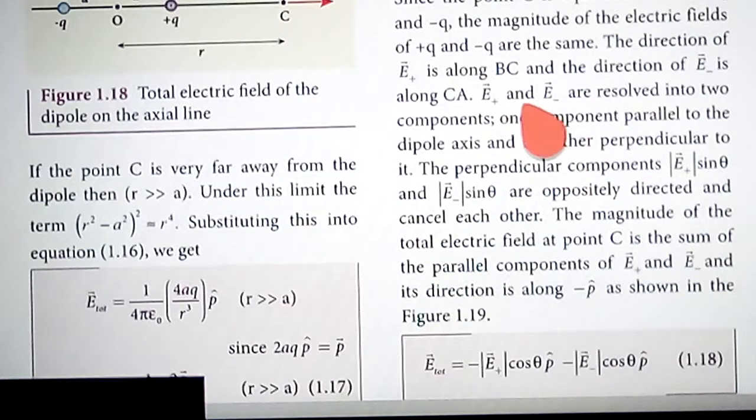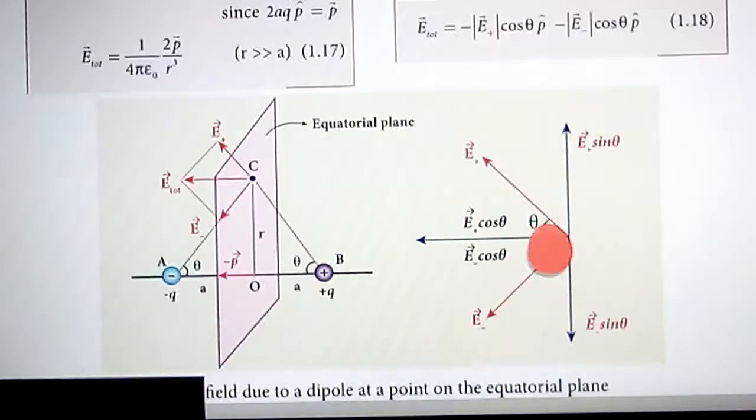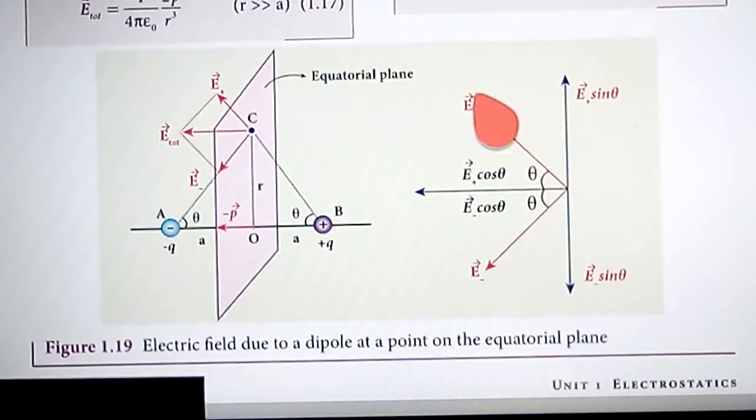Now what we have to do is resolve the electric fields due to positive charge and negative charge into two components. One component will be parallel to the dipole axis and the other will be perpendicular to it. For that you can refer to this diagram. Here you see the electric field due to the positive charge E plus and the electric field due to the negative charge E minus. That will be resolved into two components.